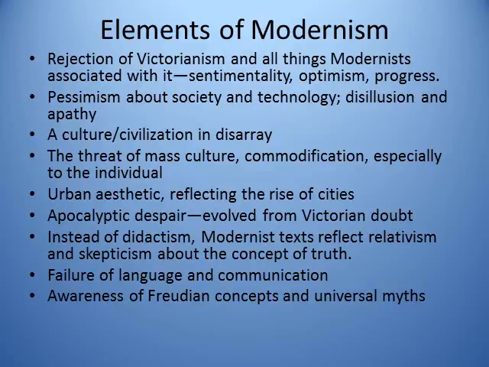Modernists also often represent a culture and a civilization that they see in disarray or falling apart. Think about the destruction of those old empires that happens through World War I. A lot of modernists see their culture as being under attack or devolving. A lot of modernist literature may reflect the threat of mass culture, or the threat of commodification, especially to the individual.